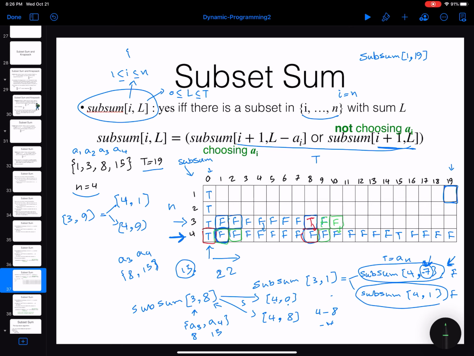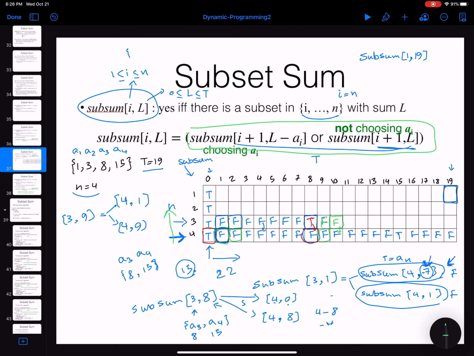So you can go ahead and fill all of these cells. As you can see, I'm actually filling the rows from bottom to top, from the largest to the smallest, and from left to right. And I'm just following this recursive formula.